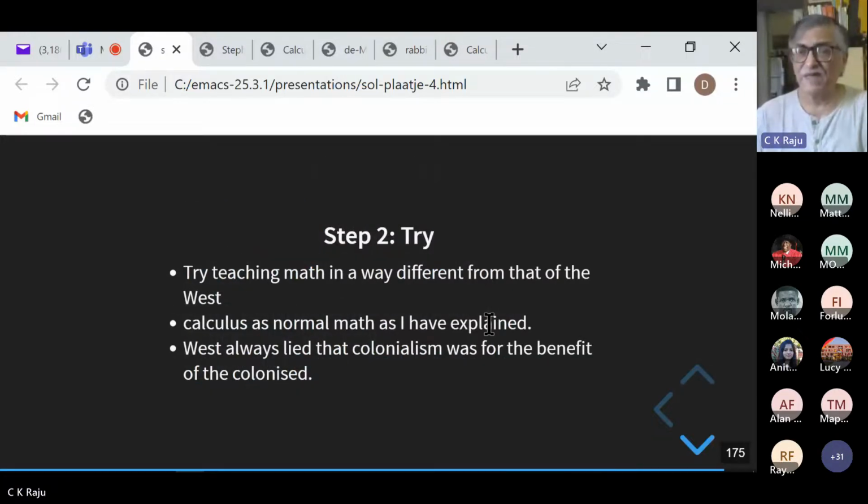Step 2 is try. Please try to teach. If you don't like it, you can reject it later, but at least try to teach calculus as normal math. As I've explained, it has been tried in so many places.